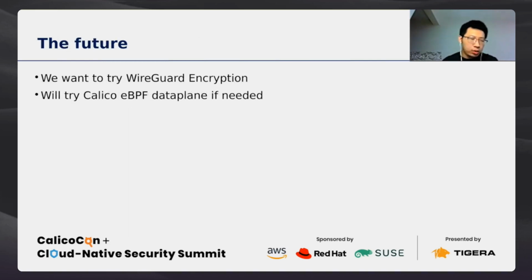In the future, we would like to try encryption, which can improve security for us. We also hope to try Calico's eBPF data plane to improve the performance of the proxy.